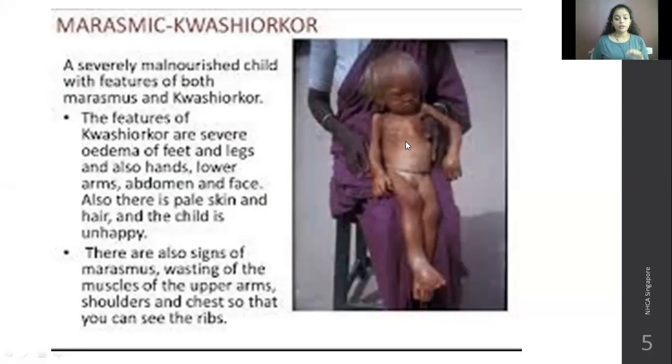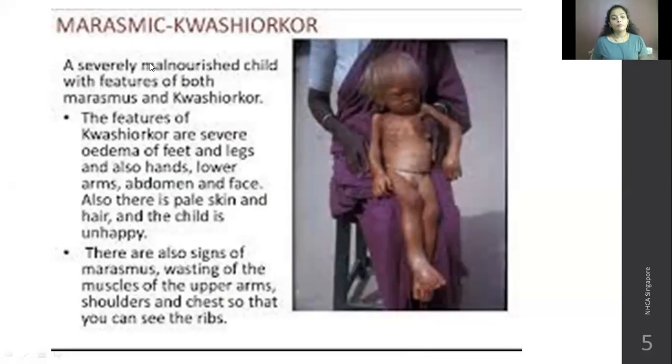Okay, so in the most common cases, if you just divide the child's body, the upper body, you can see it is marasmic, because you can see the loss of muscle mass in the upper body. But when you come to the lower body, it has swelling. Okay, it is edematous. The lower body is edematous and the upper body has severe muscle wasting.